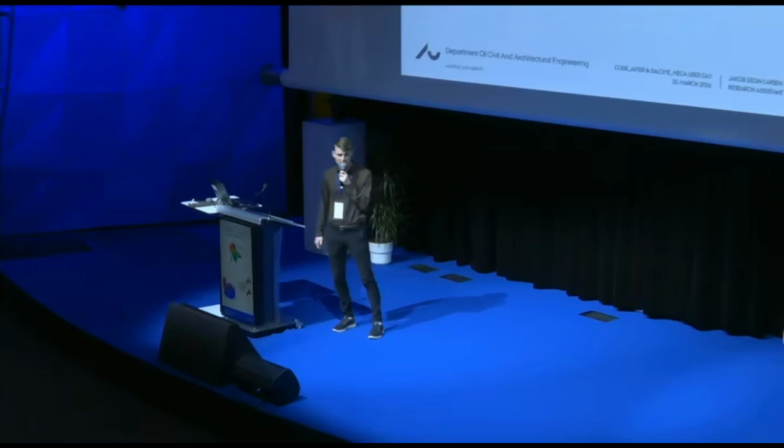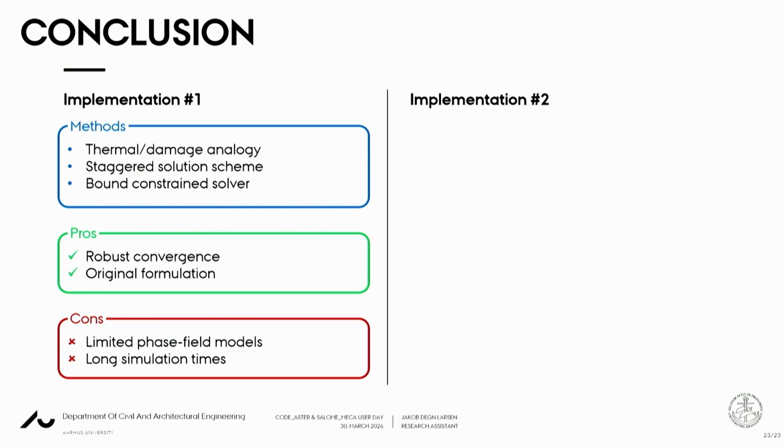In conclusion, I've shown you two ways we can implement phase field fracture in Code Aster. The first method used a thermal damage analogy, a staggered solution scheme, and a bound constraint solver. We saw robust convergence due to this staggered solution scheme, and it preserved our original phase field formulation because we had this damage field located at the nodes. But because we use this thermal analogy, it limits the phase field models that we can actually implement. And we also saw that the simulations were quite slow.